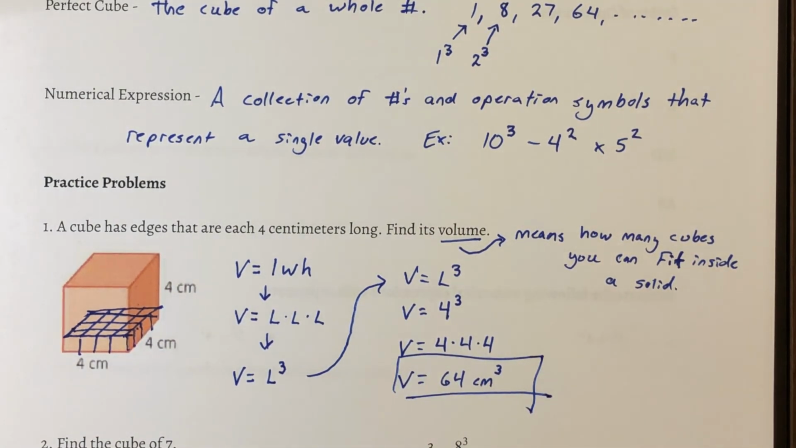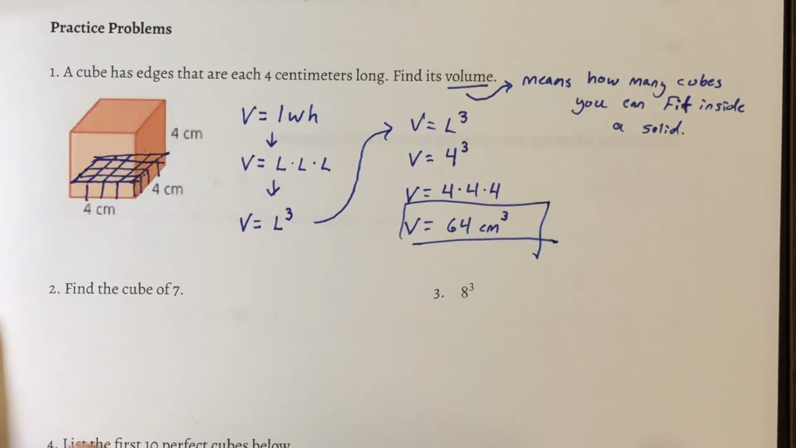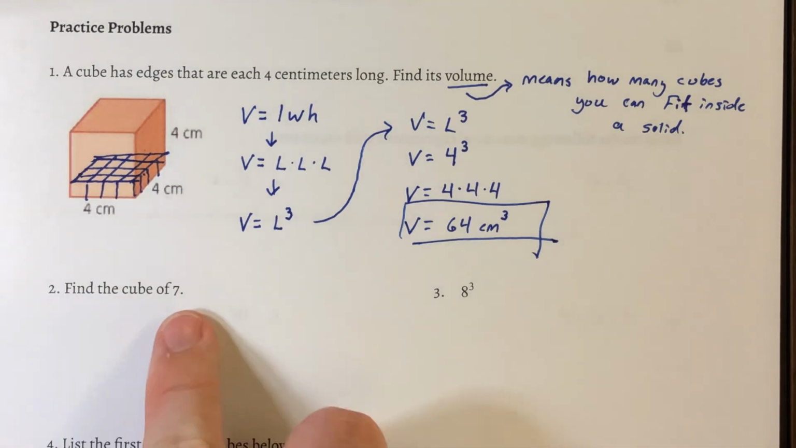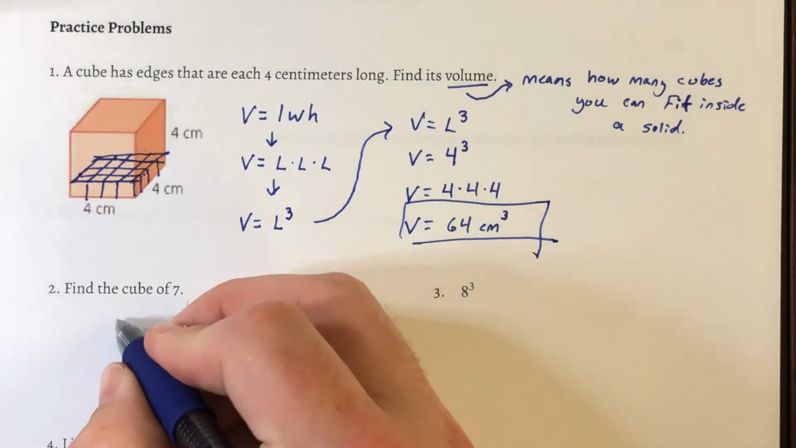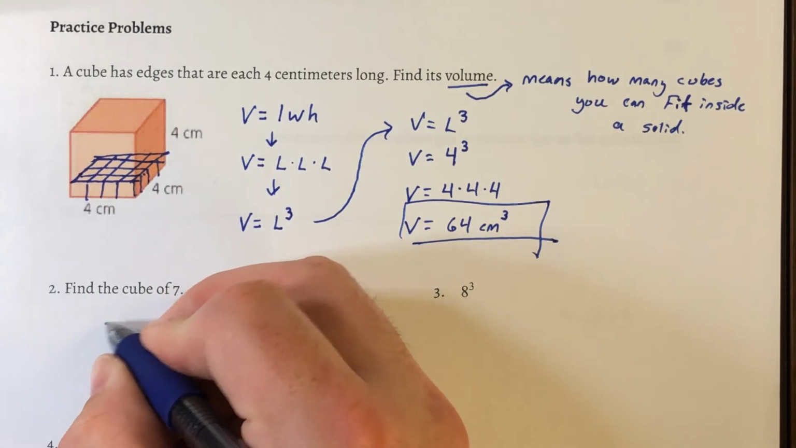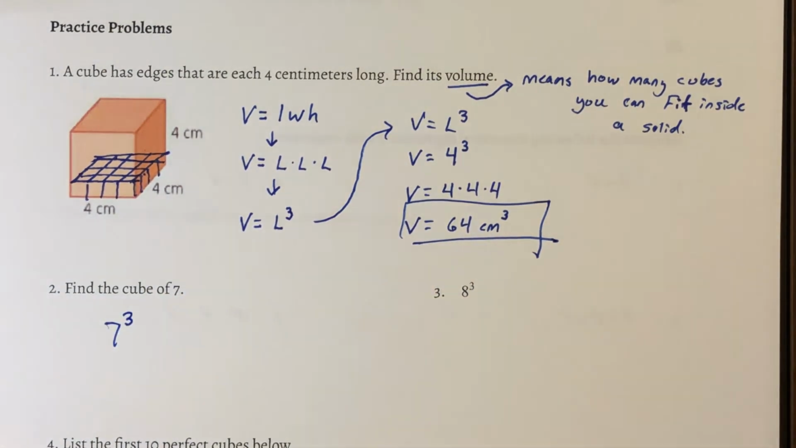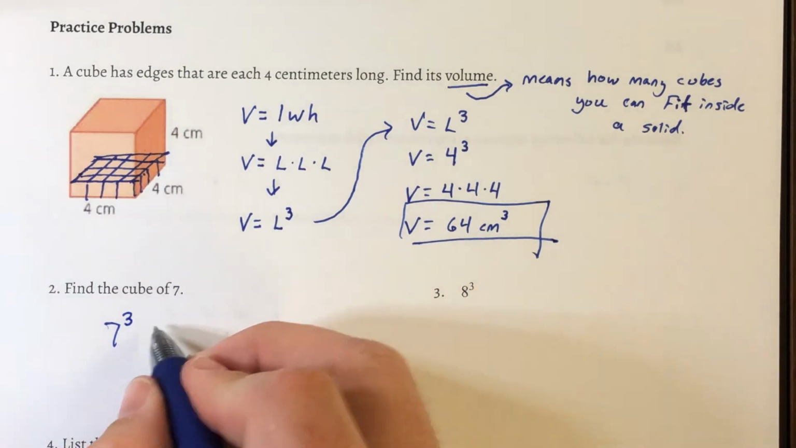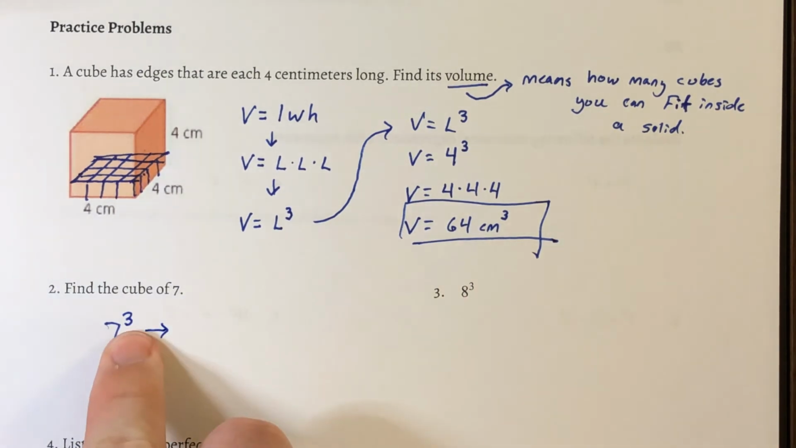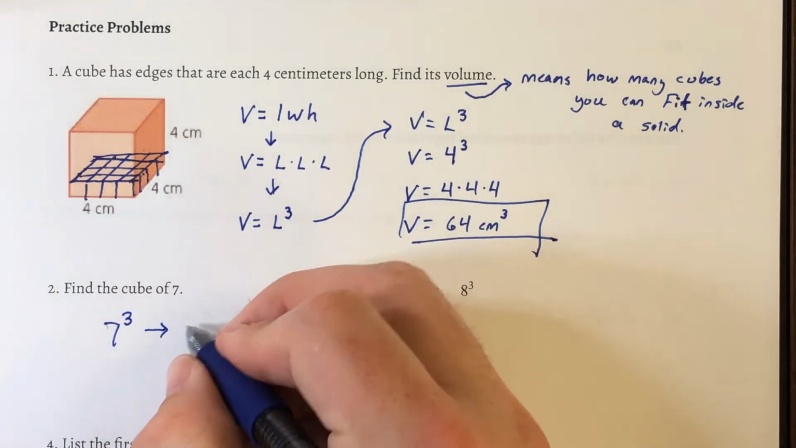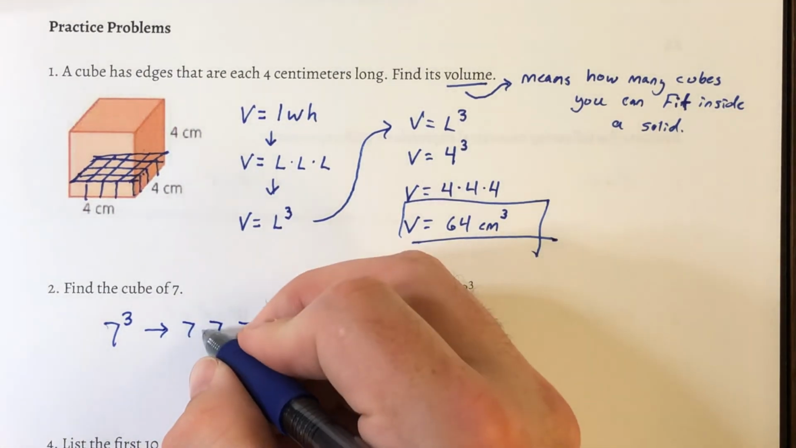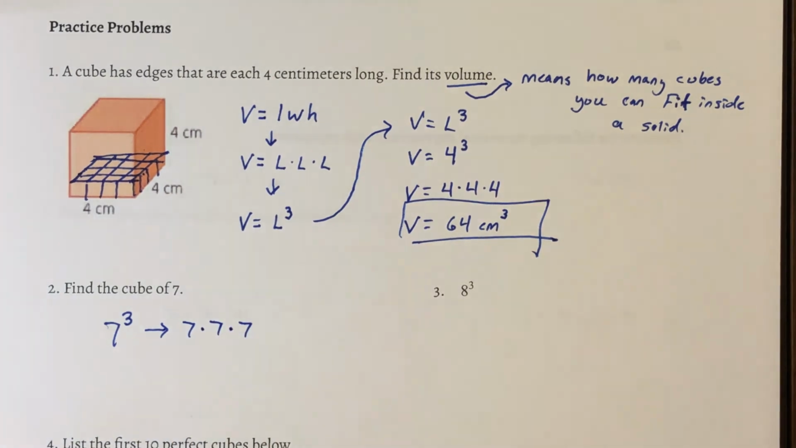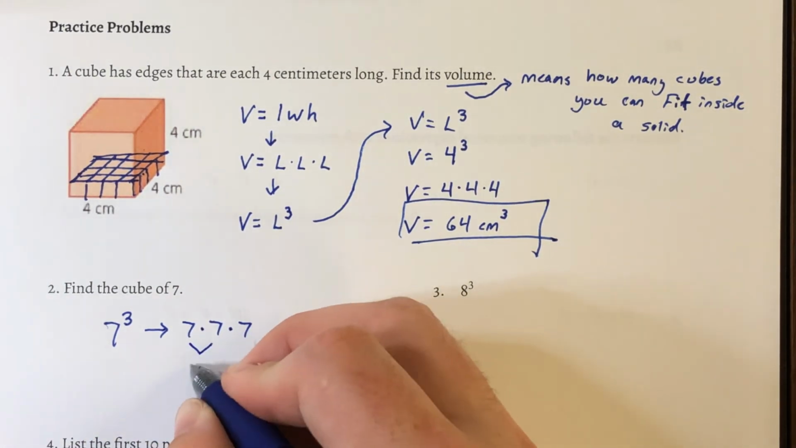Okay, let's just do some straight up cube examples. So our first, or example number 2, says find the cube of 7. What does the cube of 7 mean? It means 7 raised to an exponent of 3 or to the third power. That 3 tells you to write the 7 3 times. So 7, 7, and 7. And now we're going to multiply. So 7 times 7 is 49.